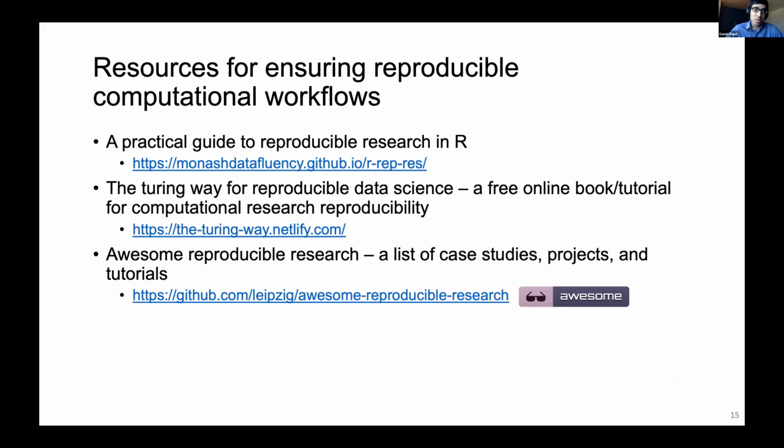I've included here just a few resources for ensuring reproducible computational workflows. I think there's a lot of information out there, but these are some of my favorites. This first link really provides, I think, the most practical and hands-on guide for R users. So if you're new to reproducibility, this is where I would start, and this is where a lot of my own workflow also comes from.